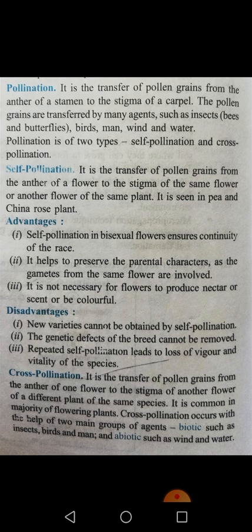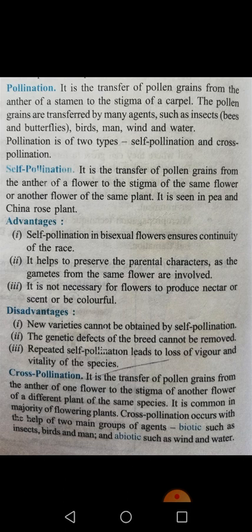So today I am going to discuss only the pre-fertilization events, meaning pollination. Initially I want to tell you what pollination is. This is a very common topic, and I think you have been studying it from the earlier classes. Pollination means a process of transfer of pollen grains from the anther of one stamen to the stigma of the carpel. Is it clear?